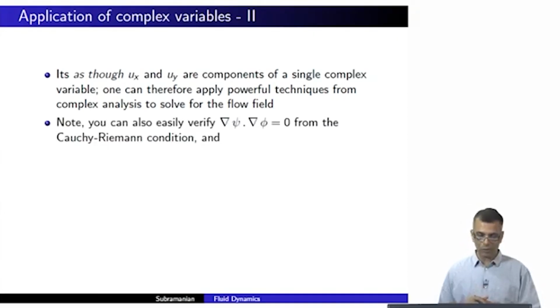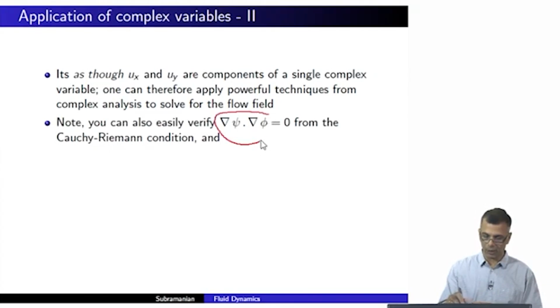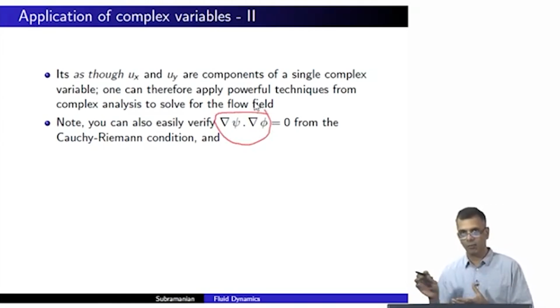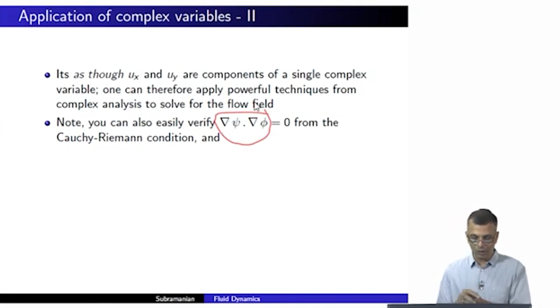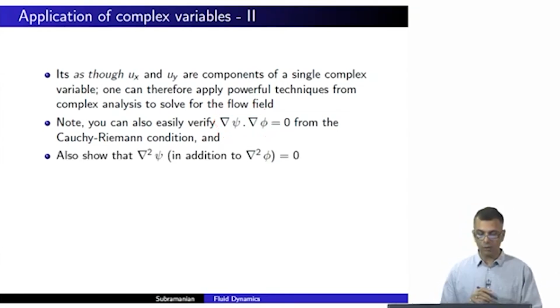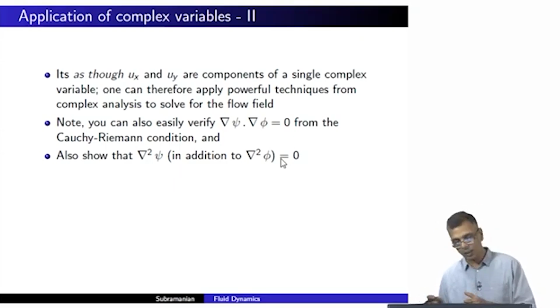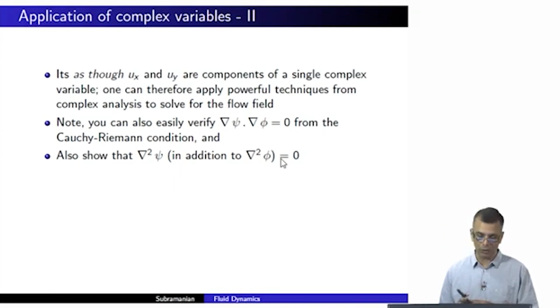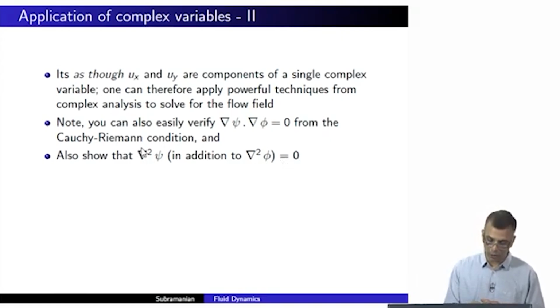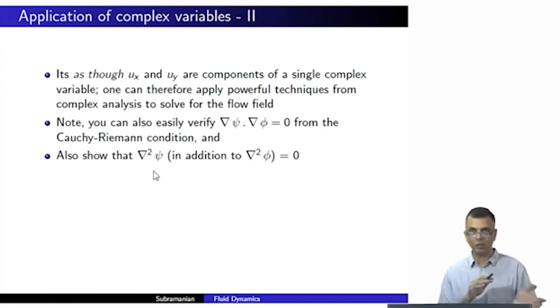And you can also easily verify, you remember we remarked on the fact that streamlines and potential lines are orthogonal to each other. This follows directly from the Cauchy-Riemann condition. In addition to the fact that del squared phi equals 0, which follows from incompressibility and irrotationality both, you can also show that del squared psi is also equal to 0. So both are solutions to the Laplace equation, with different boundary conditions, of course.